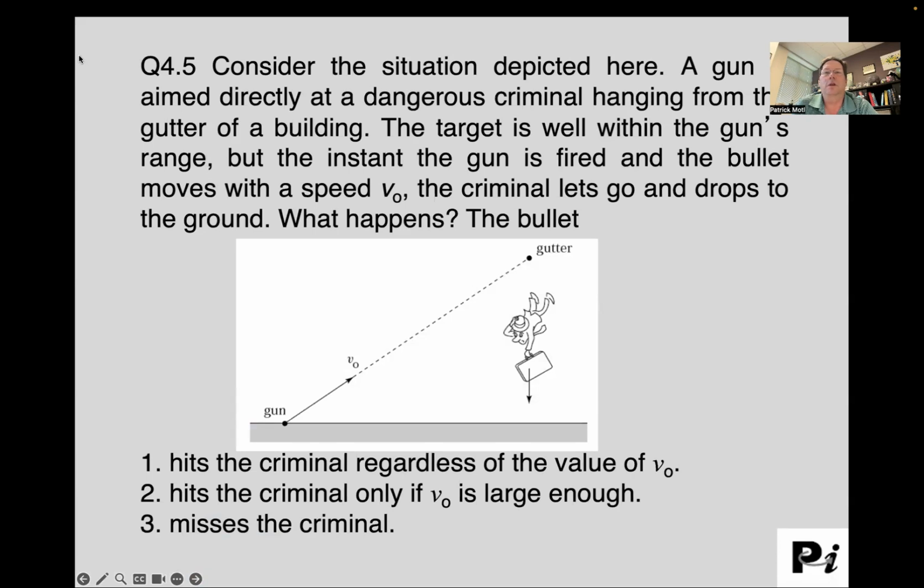So in the situation here, we have a gun that is aimed directly at a dangerous criminal hanging from the gutter of a building. The target is well within the gun's range, but the instant the gun is fired and the bullet moves with a speed v0, the criminal lets go and drops to the ground. What happens? Does the bullet hit the criminal regardless of the value of v naught? Hit the criminal only if v naught is large enough, or does it miss?